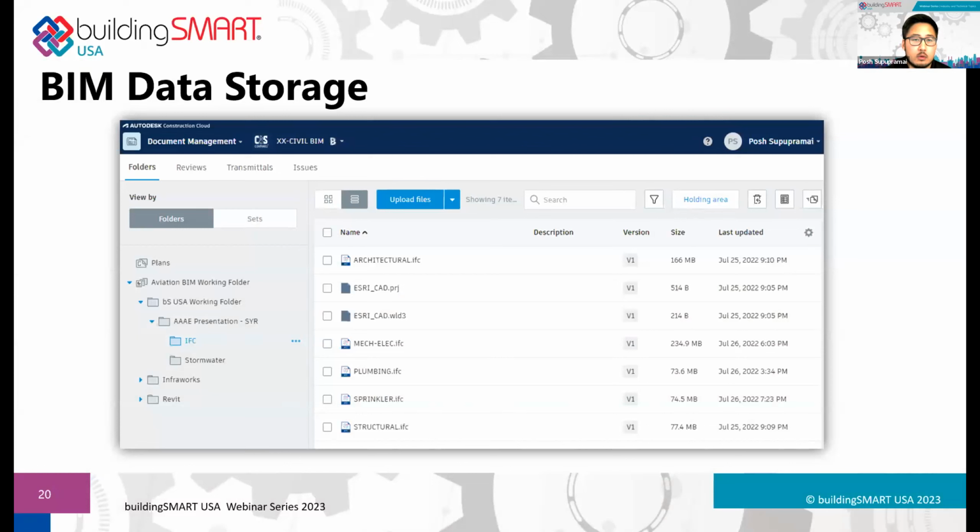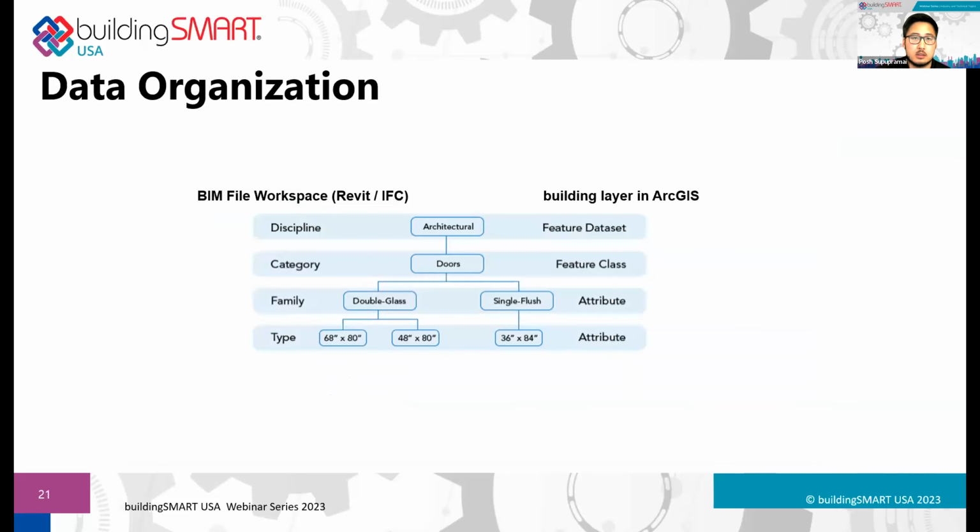We start off with the data storage for the BIM model. In this case, we have everything stored in Autodesk Construction Cloud. The IFC, the Revit, and the Civil 3D model are all in there, so we can easily access it in ArcGIS Pro.